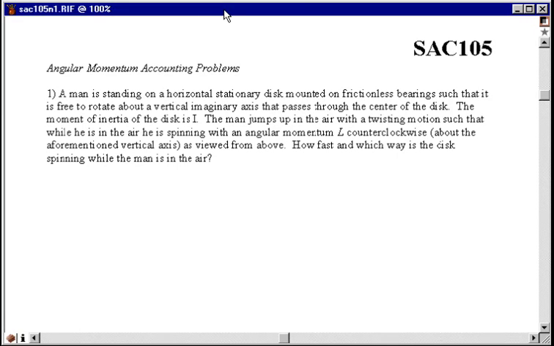Here's SAC 105. If you haven't read it already, please pause the WinCam presentation and take a read. This is a conservation of angular momentum problem because the system of man plus disk has no external torque exerted upon it. So, conservation of angular momentum problem, we start by drawing a before and after picture.